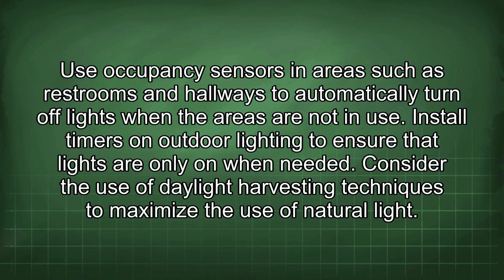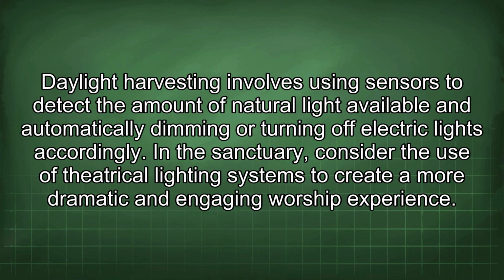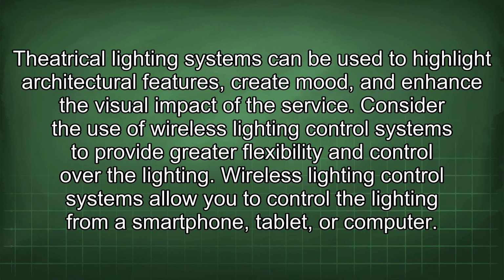Consider the use of daylight harvesting techniques to maximize the use of natural light. Daylight harvesting involves using sensors to detect the amount of natural light available and automatically dimming or turning off electric lights accordingly. In the sanctuary, consider the use of theatrical lighting systems to create a more dramatic and engaging worship experience. Theatrical lighting systems can be used to highlight architectural features, create mood, and enhance the visual impact of the service.